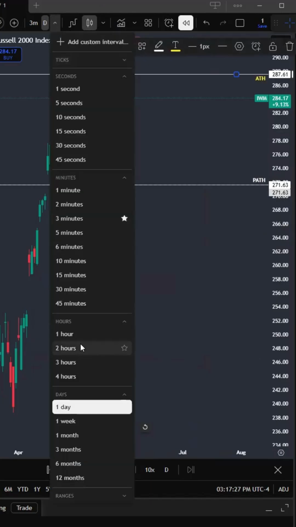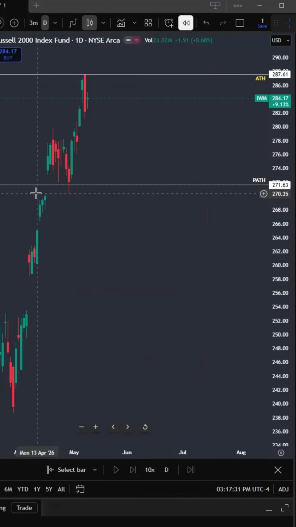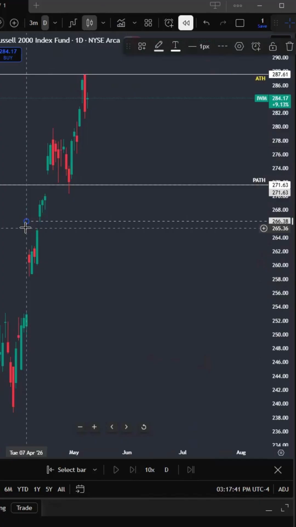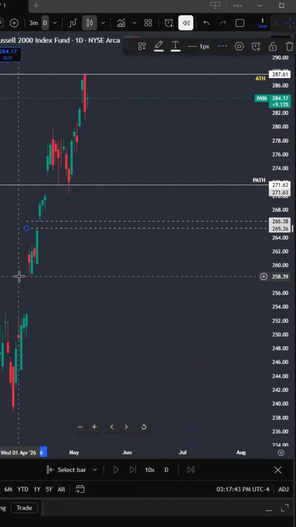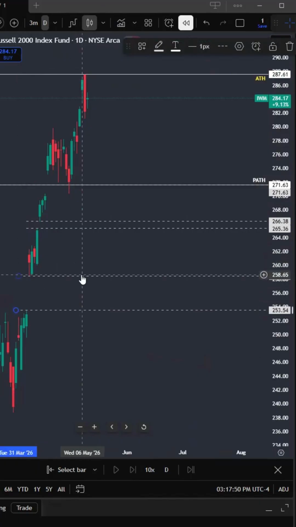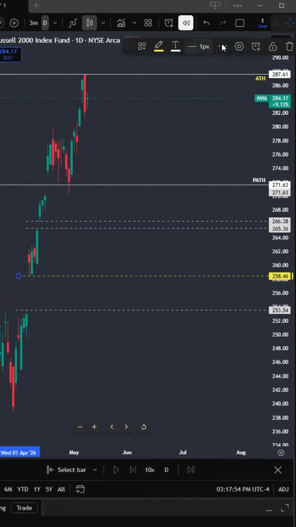Hourly chart. Now let's get these gaps. Small gap here. Big gap here. And then after that, we will switch to the hourly chart.